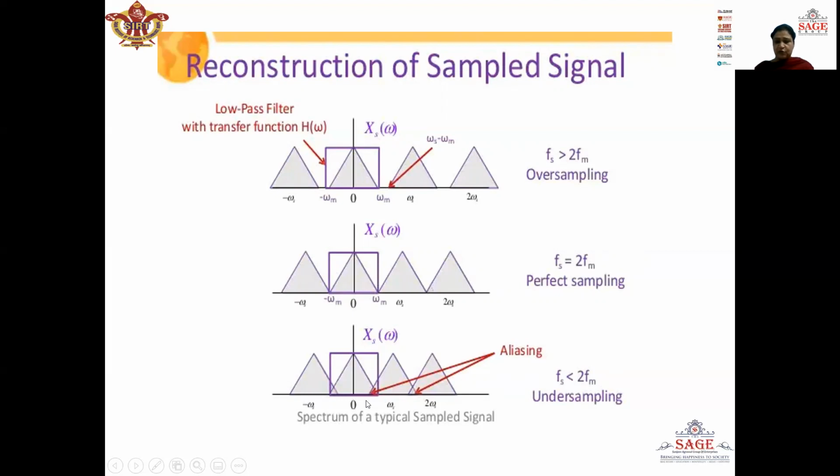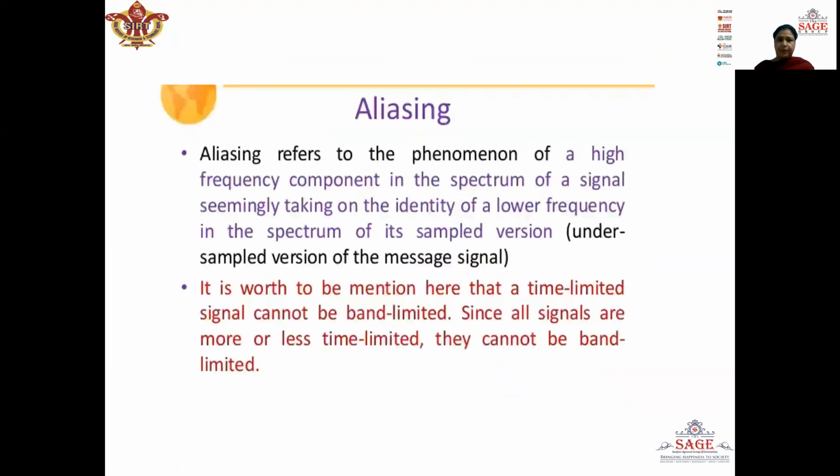And this effect is known as aliasing. Now, aliasing refers to the phenomenon of a high frequency component in the spectrum of a signal taking the identity of a lower frequency in the spectrum of its sampled version. Here, the time signal cannot be band limited since all signals are time limited. They cannot be band limited. So we get the aliasing effect.